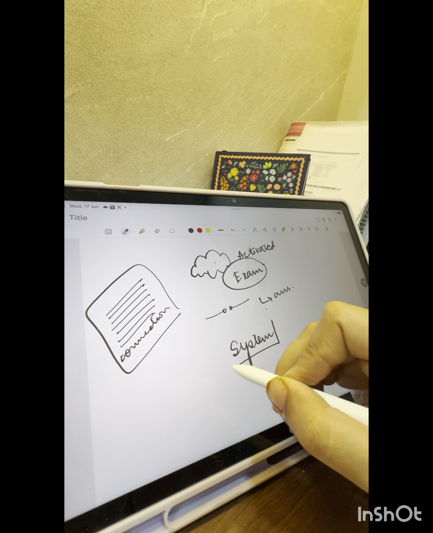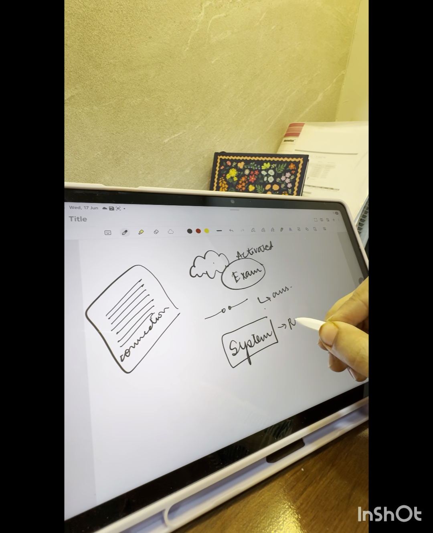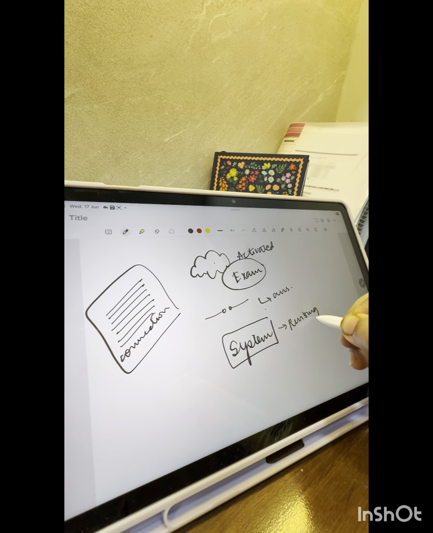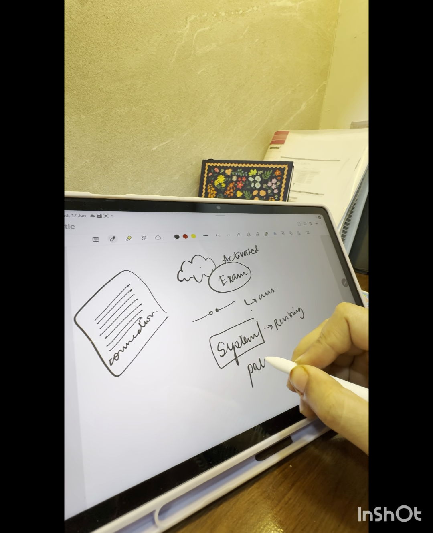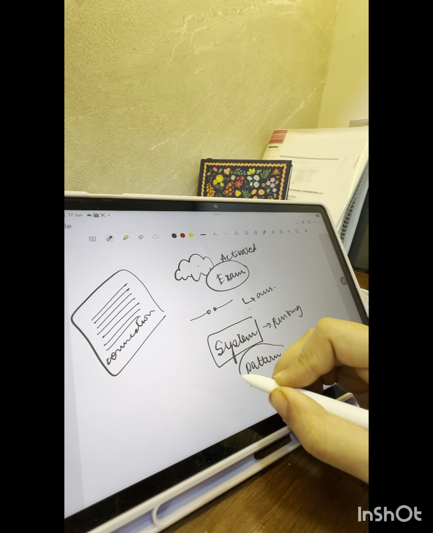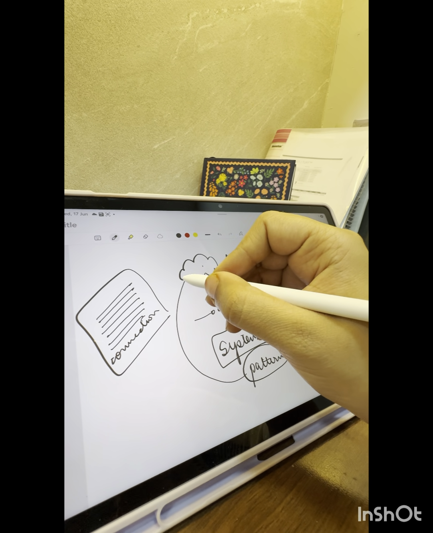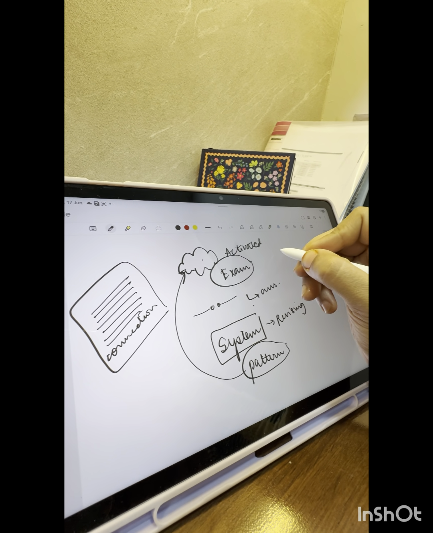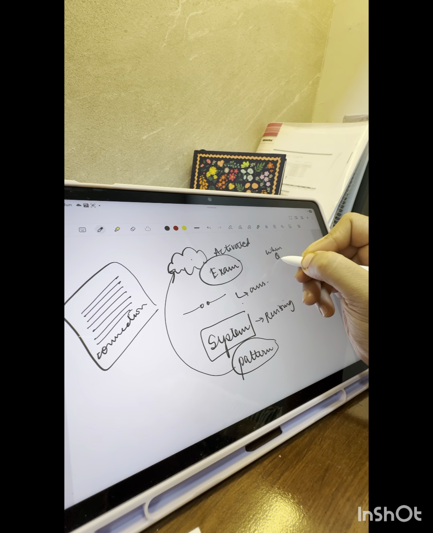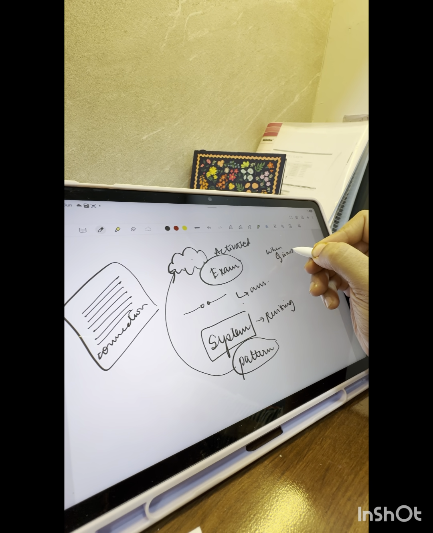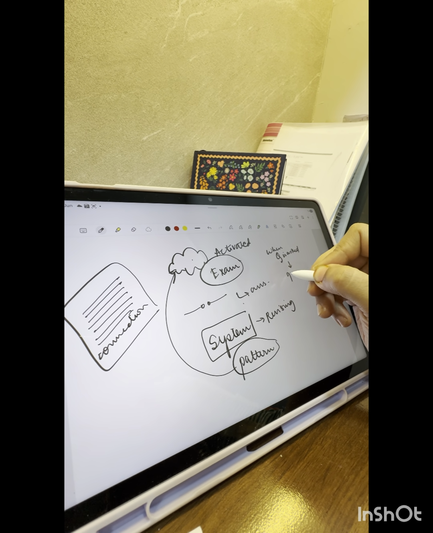You need a system for you to keep revising, so that a pattern is formed in your brain, so that whenever a question is asked, you can answer it quickly.